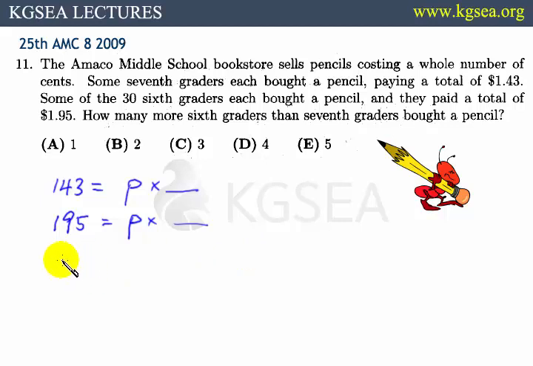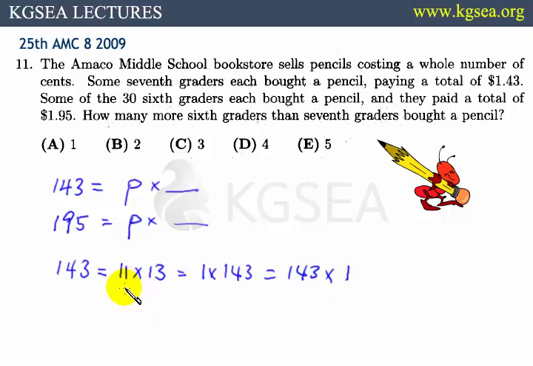So let's see what 143 is made of. 143 is made of 11 times 13. Very nice. Both are prime numbers. So you can also think of it as 1 times 143, or as 143 times 1.